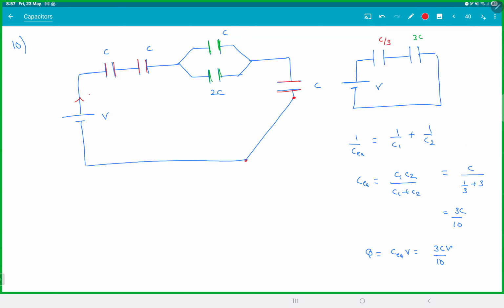So charge Q comes out of the battery. This will get Q, this will get Q. So charge Q will split. Both are in parallel, so it will split in the ratio of 1:2. So this will be Q by 3 and this will be 2Q by 3. And then Q comes out again. This will become Q. Then Q comes out again.